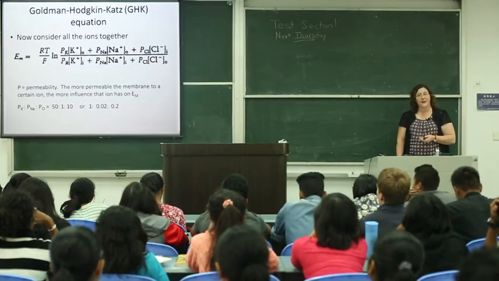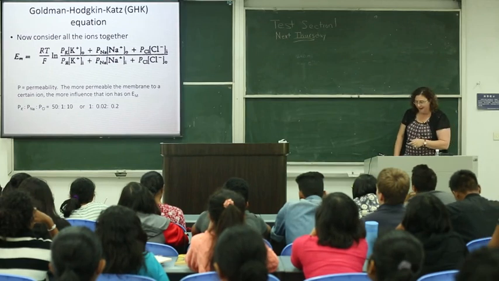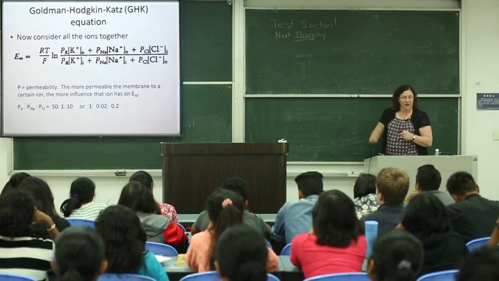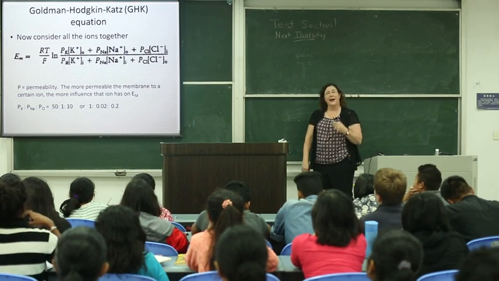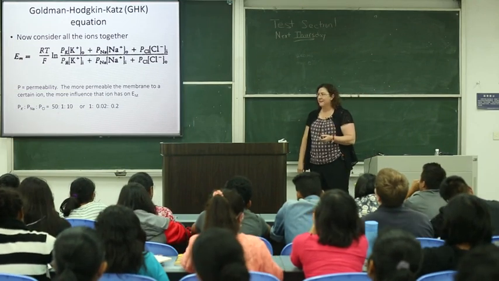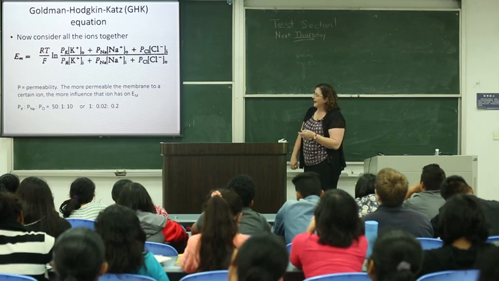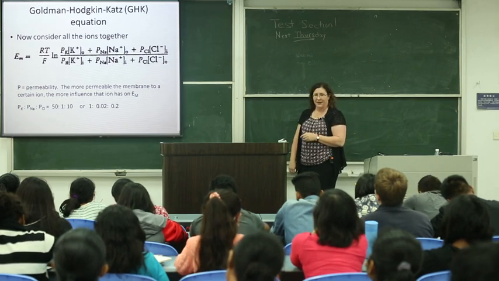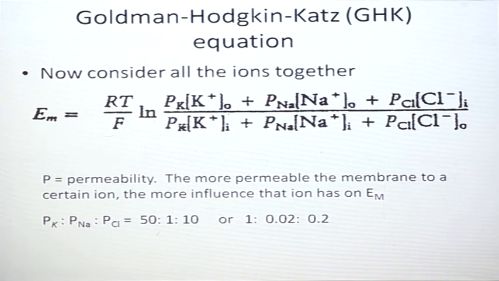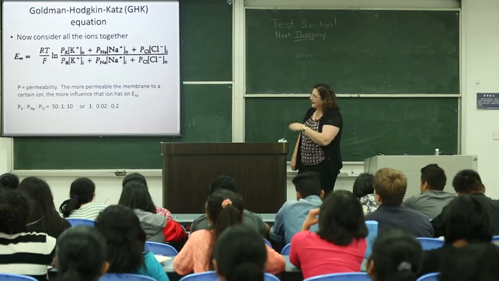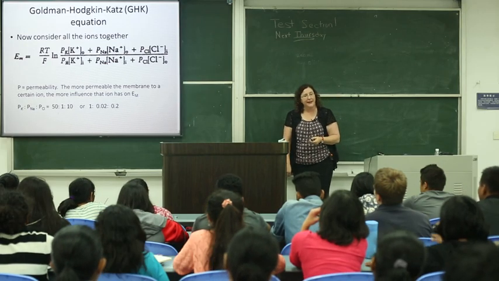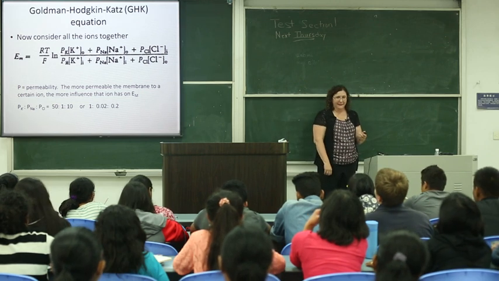So we had to come up with another equation, okay? This one's called the Goldman-Hodgkin-Katz equation. And now we have to consider the potassium and the sodium and the chloride all at the same time. And there's a very important point right here on the top in front of every single one, okay? It's a P, and the P stands for permeability.